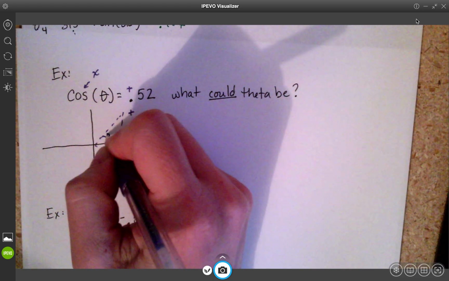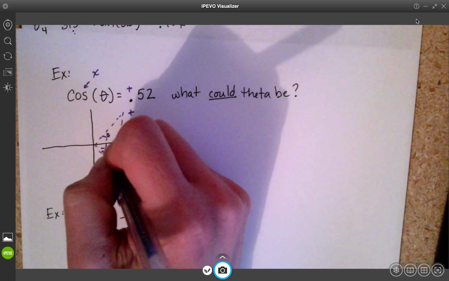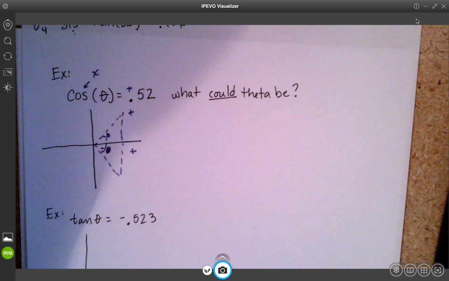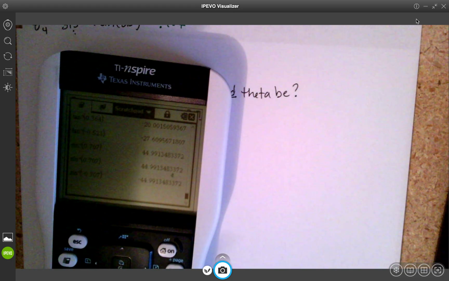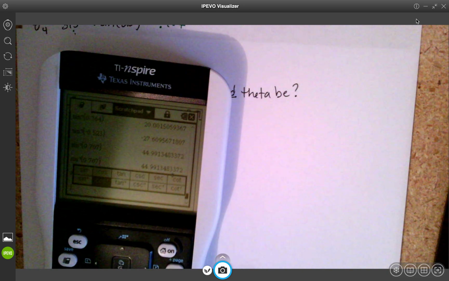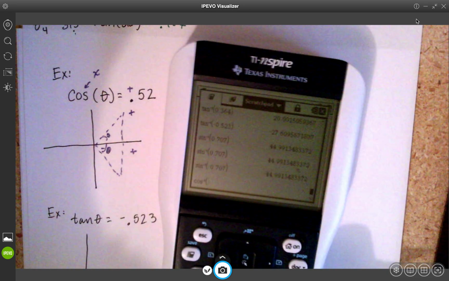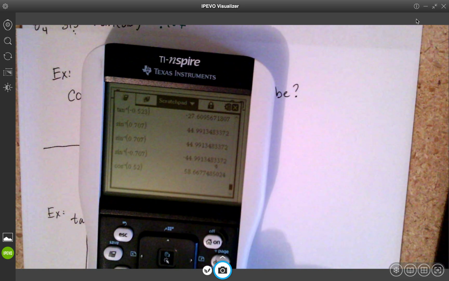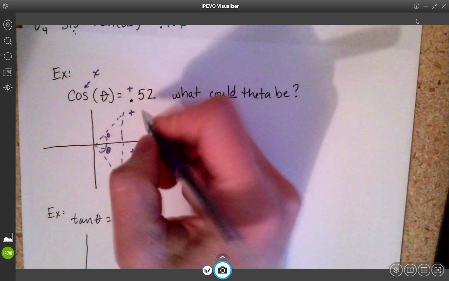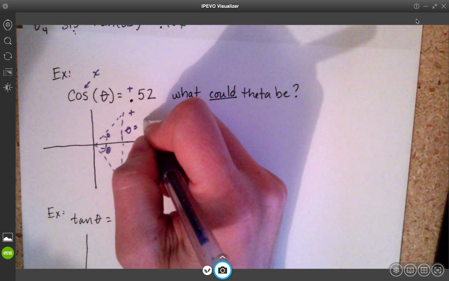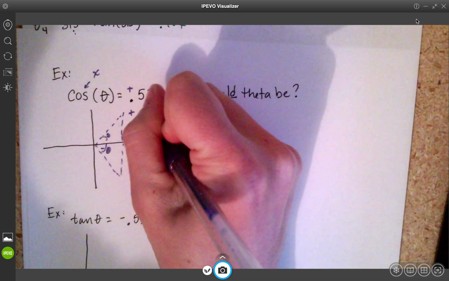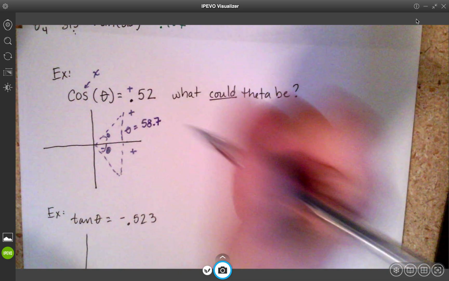Basically the same triangle, but two different ways, right? It could be theta, or basically the opposite of theta down here. So let's go to our calculator, and we're going to say, all right, handy dandy calculator, we're going to do inverse cosine of 0.52, and it tells me 58.7. So we know that this little guy, the first response, is 58.7. So it could be that.